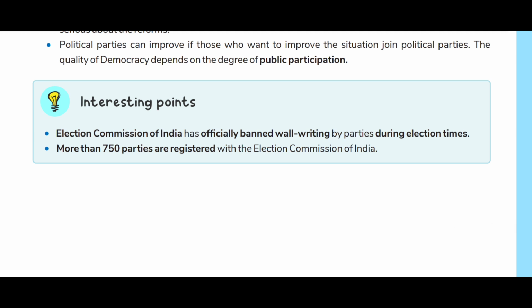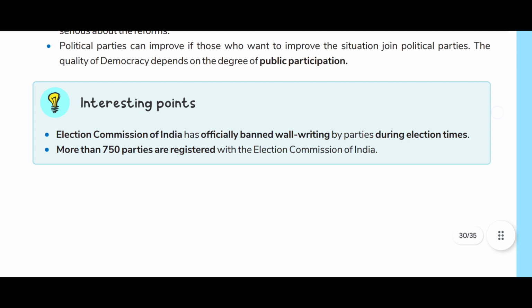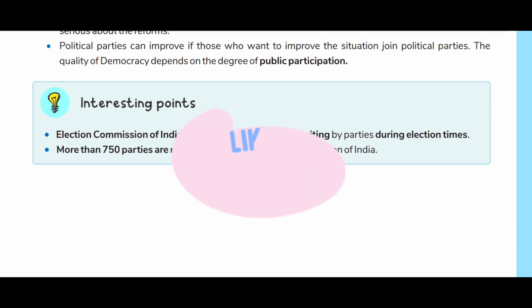Now, the interesting point of this chapter is that the Election Commission of India has officially banned wall writing by parties during election times. More than 750 parties are registered with the Election Commission of India. So, this is the summary of this chapter.